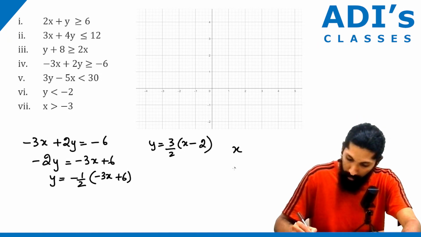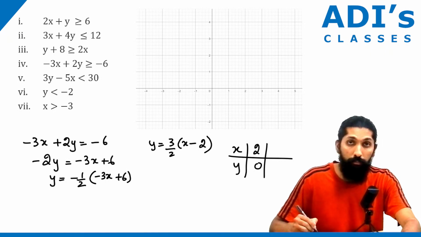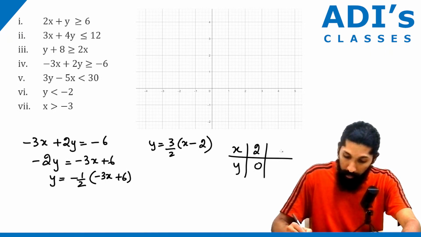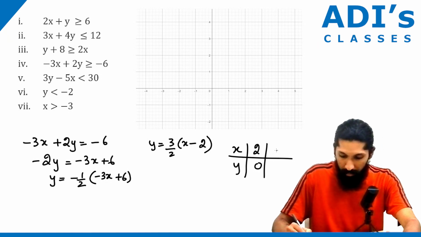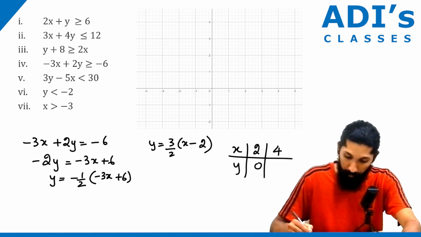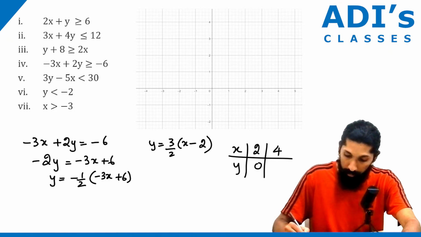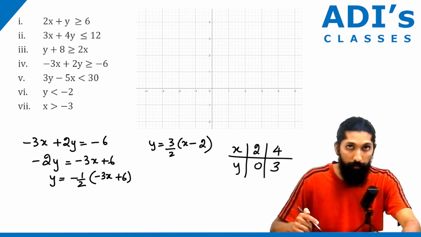Now, make the table. You have x, you have y. First, I'll take x value as 2, y value becomes 0. Very simple. Correct? Now, take x value as say 4, or let's take x value as minus 2. Okay? Or I think it's better if you take the value of x as 4. So, 4 minus 2 is 2. 2 by 2 is 1. 1 into 3 is 3. 4, 3. So, 2 points you have.